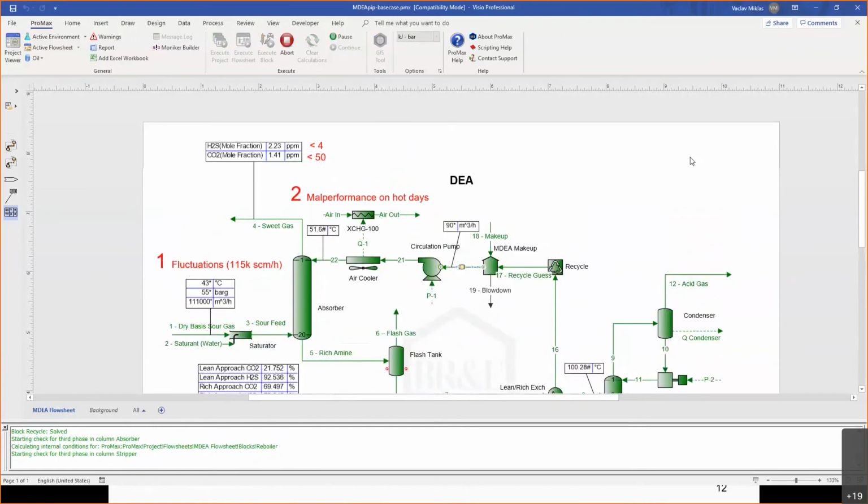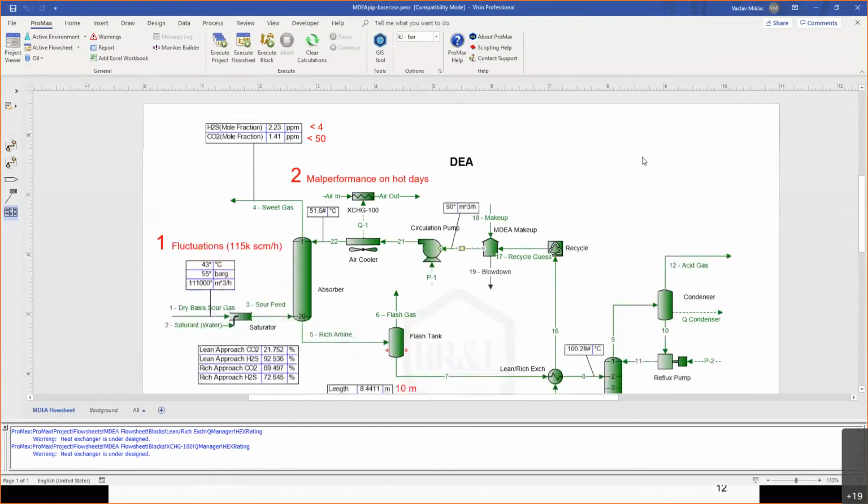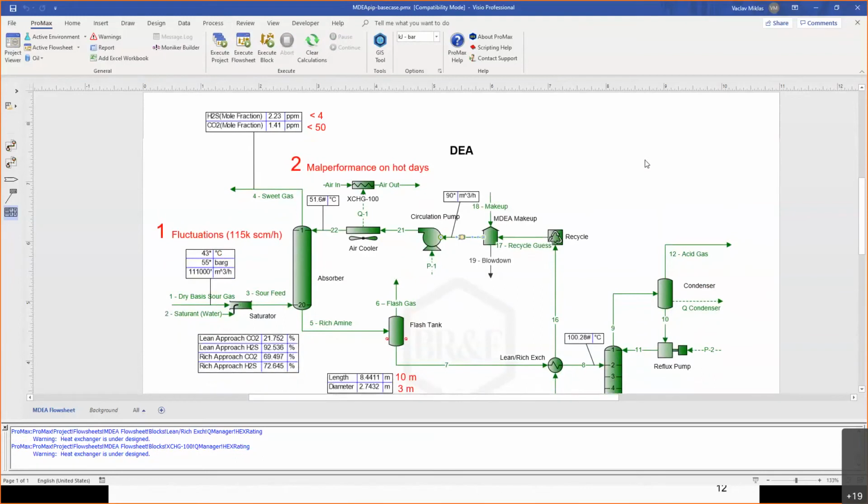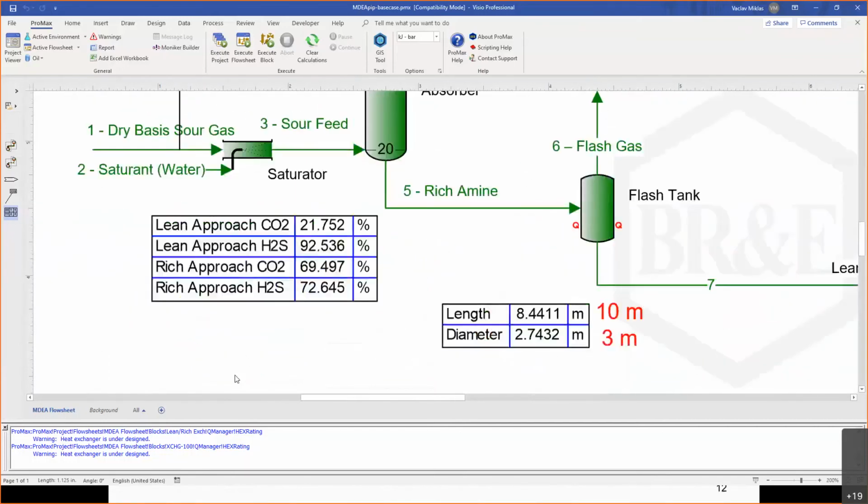All right, so the results are in, and we can see we are well within the specification, maybe even too much for CO2. So there's definitely some room for optimization, but we are meeting the specification. And if we take a look at the approaches, now the rich approaches are around 70. So it looks like the process could be more stable than before.